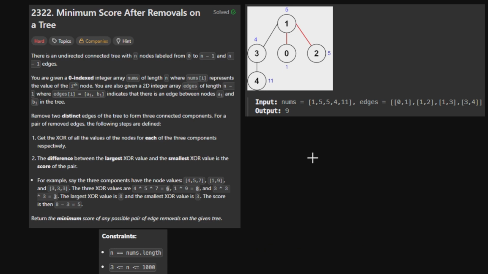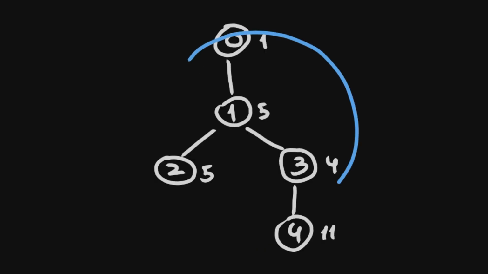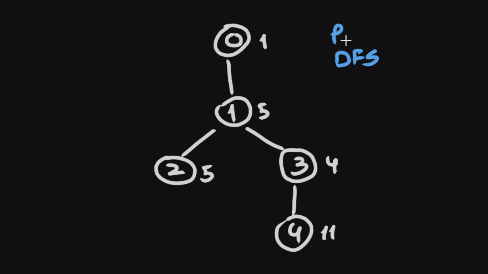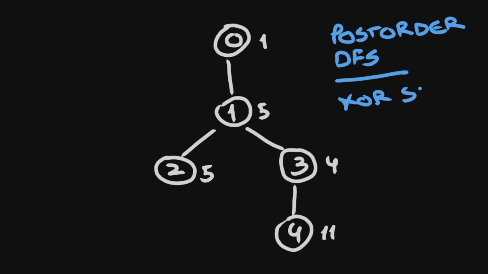So the approach will be the following. Let's say we have the exact same example. Here we have node 0 as the root, that's why it's up here, and now we run a DFS, and more specifically we are running a post-order traversal DFS, and on the way we are storing the XOR value for each subtree.